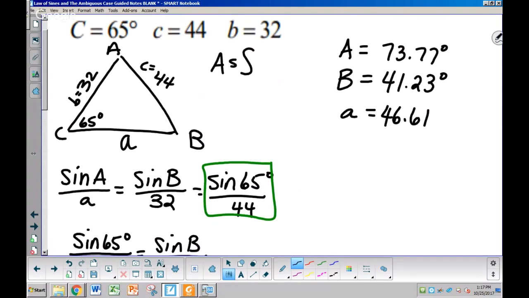Now, does that make sense with our picture? Yep, I agree. Questions on little ass problems?